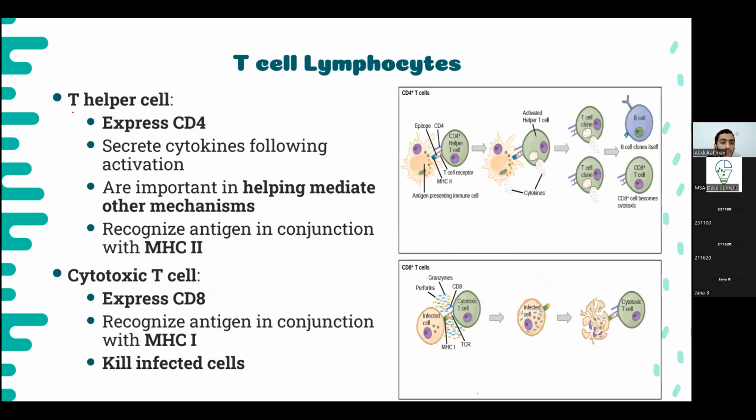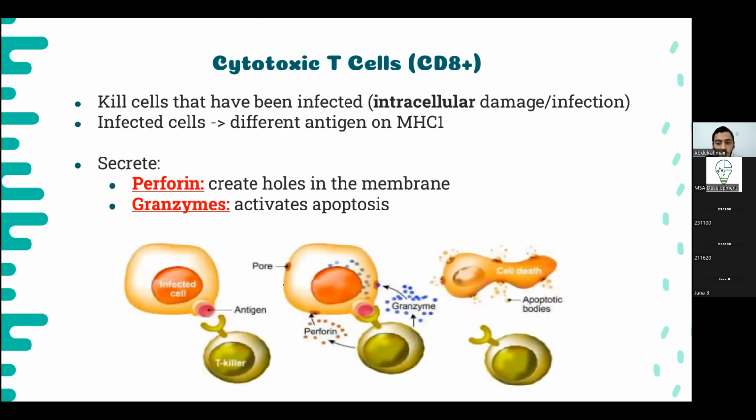So, T lymphocytes: T helper cells, CD4, helping mediate the response, MHC2; CD8, cytotoxic, and MHC1. The first thing we're going to talk about now is how CD8 positive cells, or the cytotoxic T cells, act. You need to remember 2 things that they're going to be releasing: perforins and the granzymes. What do perforins do? They are going to create the holes inside the cell, and then the granzymes go inside the cell and activate the apoptosis of the cell. Okay? And as a result, the cell is going to die. That's all you need to know.